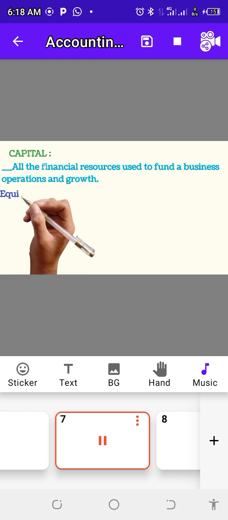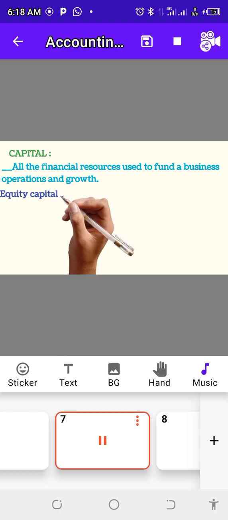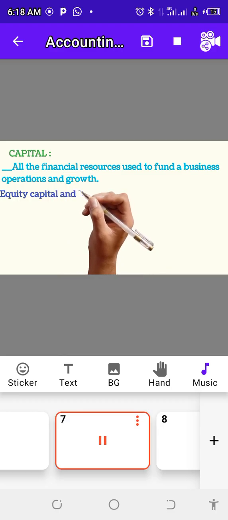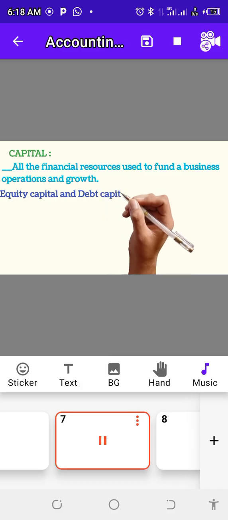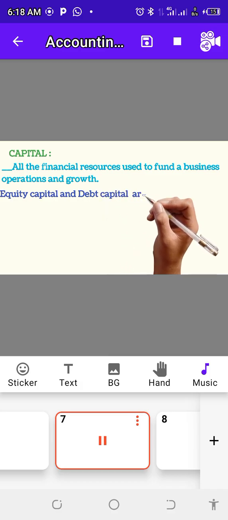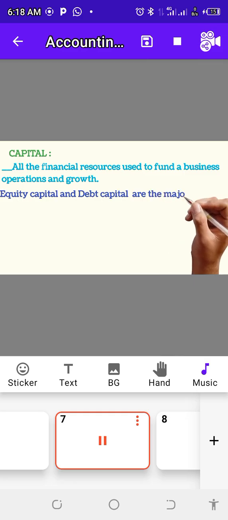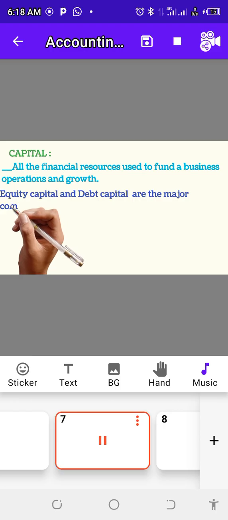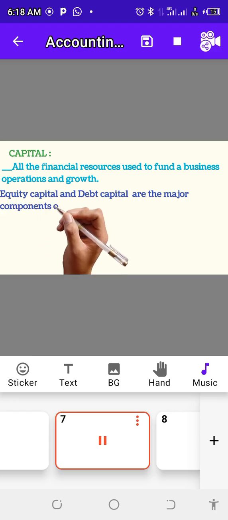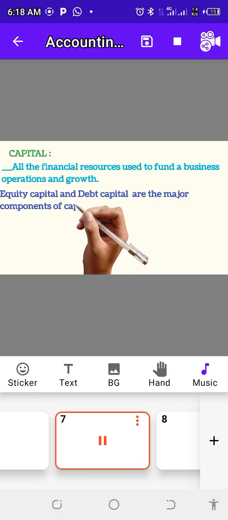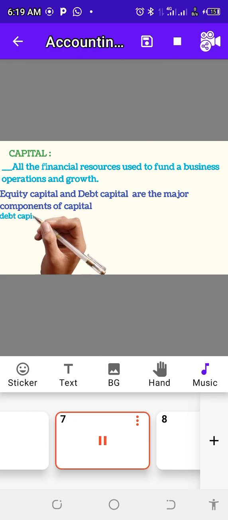Then equity capital and debt capital are the major components of capital. The major components of capital are equity capital and what? Debt capital. What is debt capital?